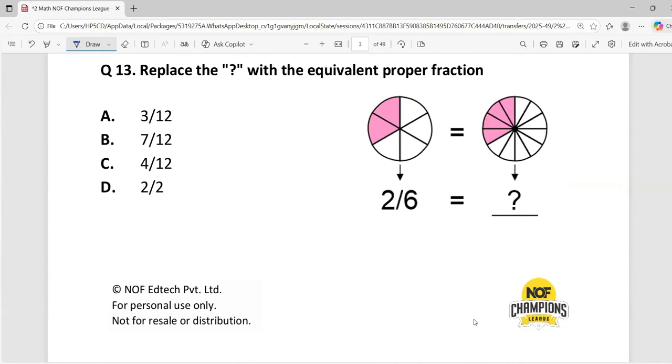Replace the question mark with the equivalent proper fraction. Now, equivalent proper fraction. So, what is this? 1, 2, 3, 4, 5, and 6. 6 and 2 shaded. So, this is 2 by 6.